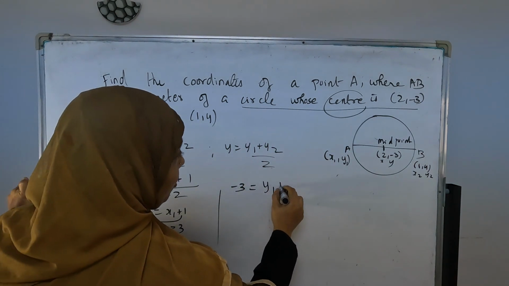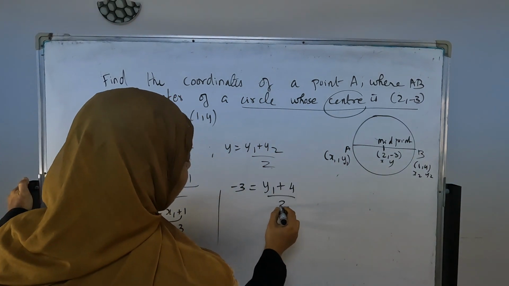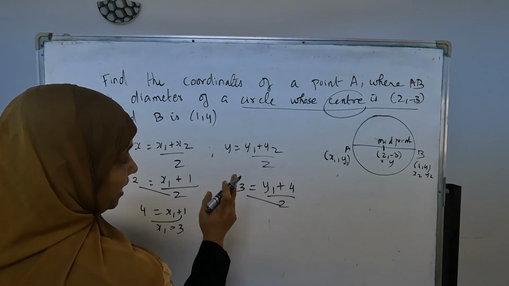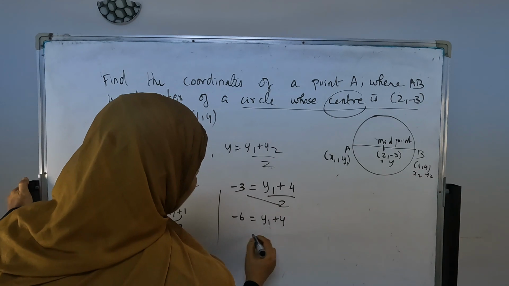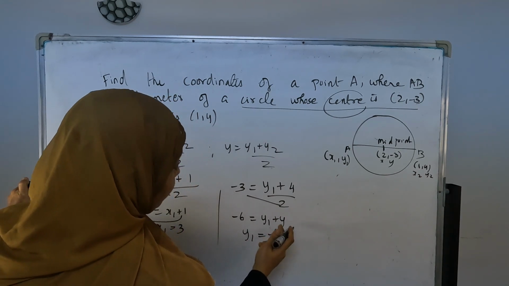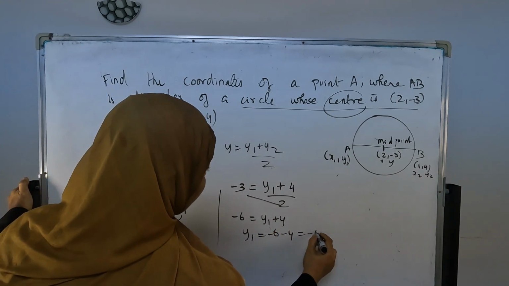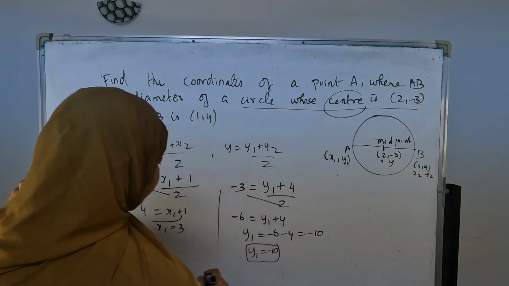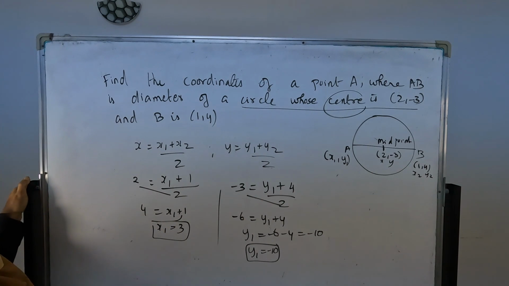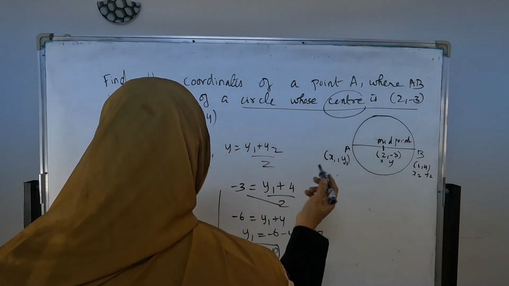Similarly, y as minus 3 we are having, and y1 we don't know, y2 as 4 by 2. Bring this one, division coming this side is multiplication. So minus 6 is y1 plus 4. So y1 is equal to minus 6 plus 4 coming this side is minus 4, it is minus 10. So y1 is minus 10. So this is the point of A.